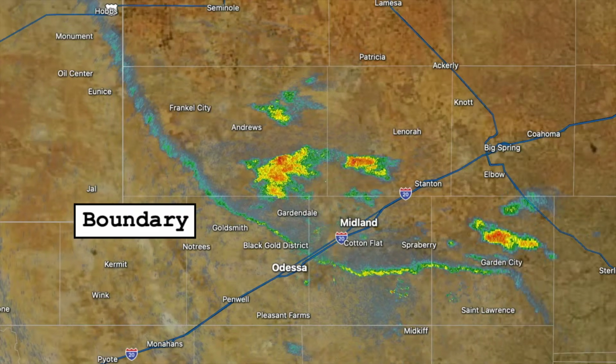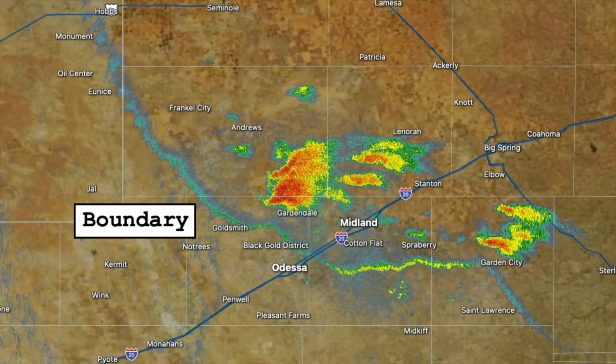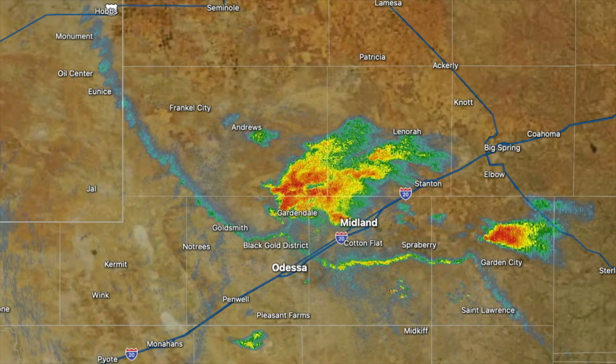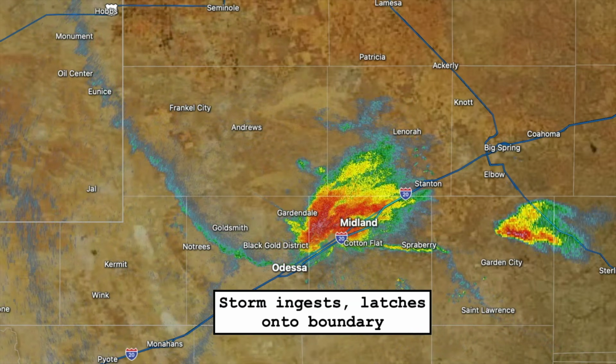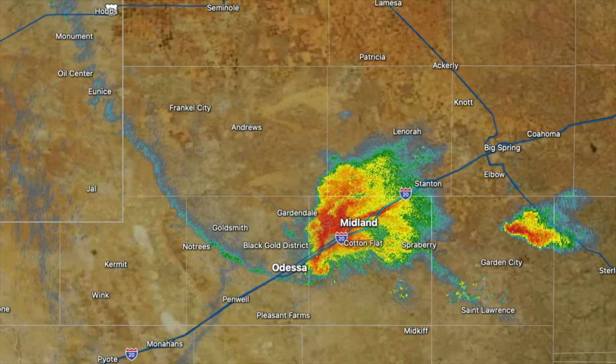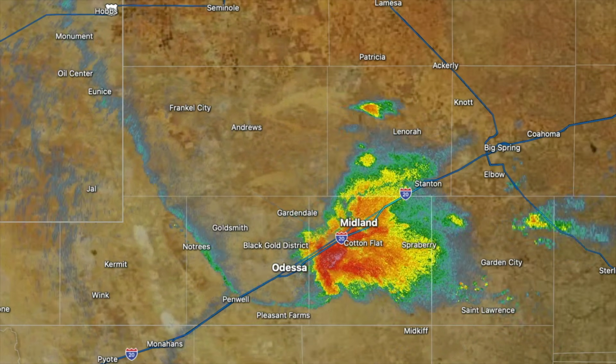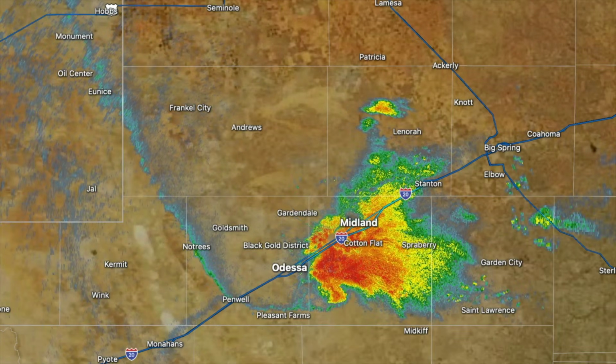And storms that anchor to the boundary, which means that they track along or latch onto the boundary, operate in that higher low-level shear environment, which means that those storms can have a much higher chance of producing tornadoes than storms that are not anchored to the boundary.